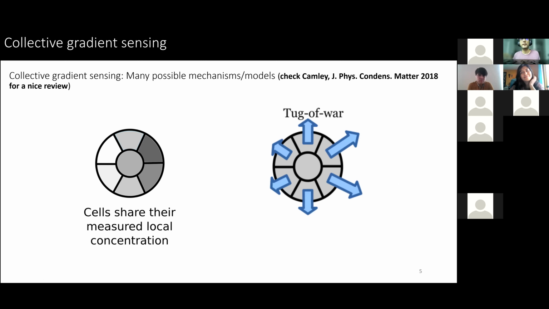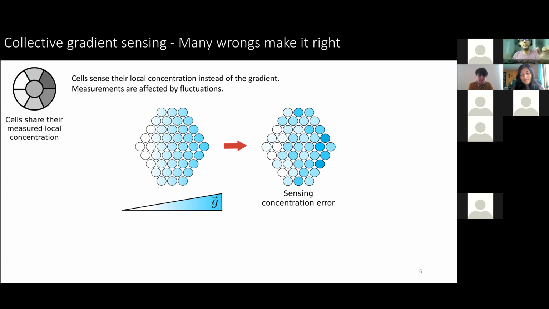How does a group of cells sense a gradient? There are many different mechanisms. I'm not here to talk about many of them. I'm just going to present two different models. The first model is based on cells sensing their local concentration and then sharing this information between each other to make an estimation of the gradient. And then I'm going to present a second model that is more mechanistic and based on some experimental evidence, where cells, when they are in contact, polarize with each other. So let me begin with the first model.